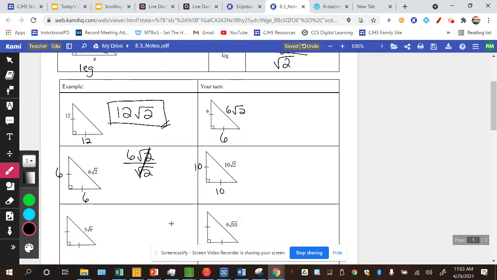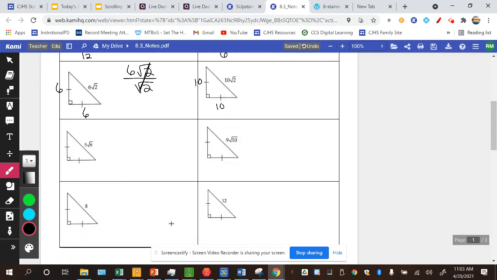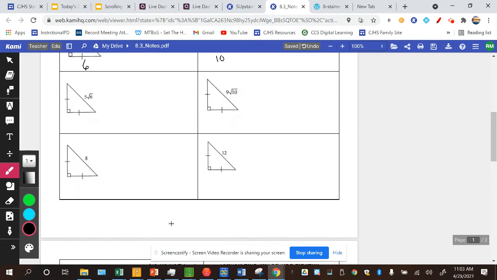Let's look at the next one. We'll take it up a notch. Those were easy ones. Let's get a little bit more difficult. We have a hypotenuse and need the leg. Okay, so what are we going to do? Divide by square root 2. Perfect.